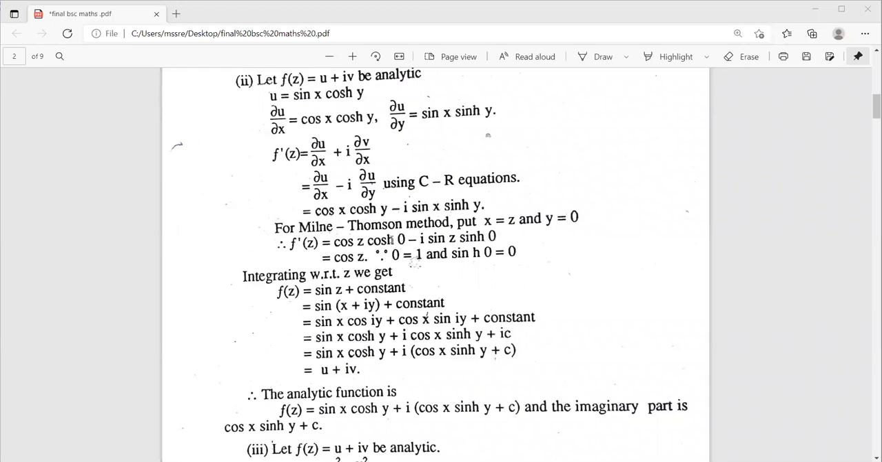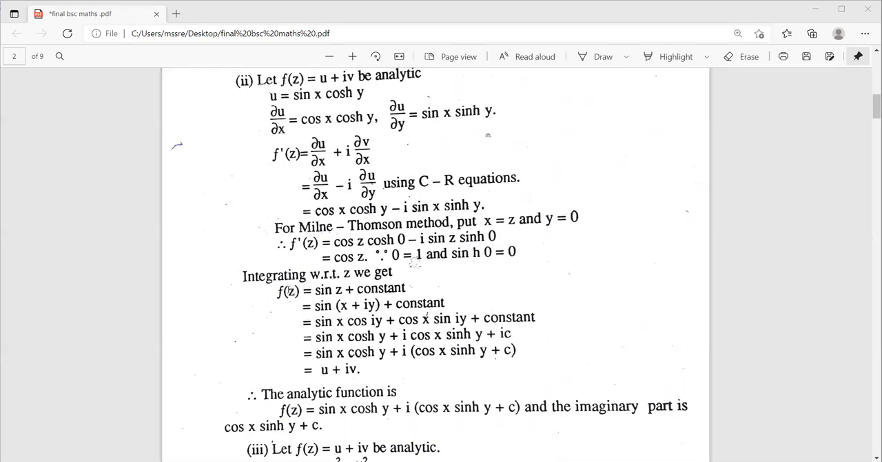Cos hyperbolic 0 is 1, remember. Cos 0 equals 1, and cos hyperbolic 0 also equals 1, and sin hyperbolic 0 is 0. This is because cos hyperbolic x is e raised to x plus e raised to minus x divided by 2. Substitute x equals 0 here. So e raised to 0 is 1, plus e raised to minus 0, that is also 1. 1 plus 1 is 2, divided by 2, therefore it is 1. Hence cos hyperbolic 0 is 1 and sin hyperbolic 0 is 0.